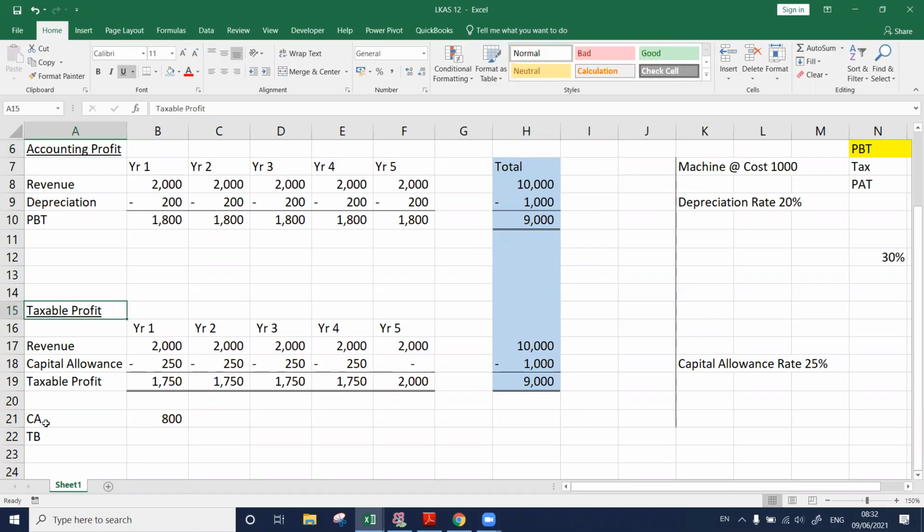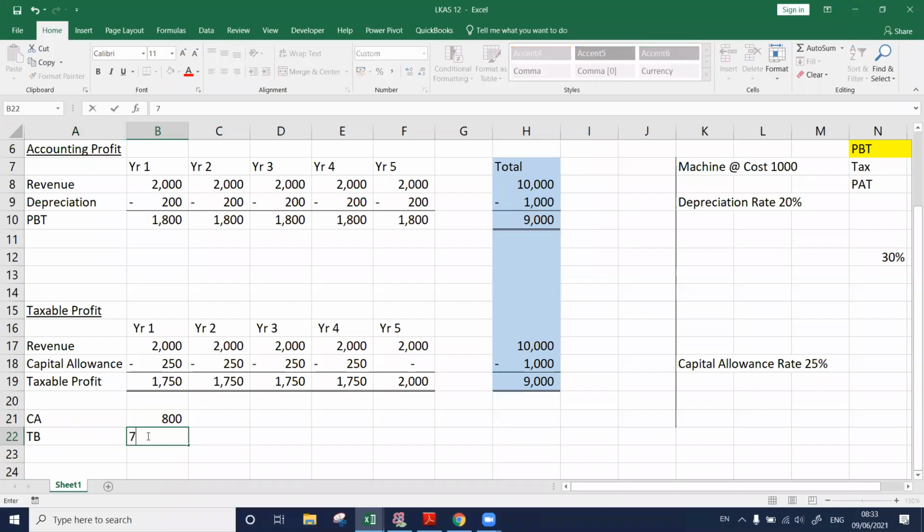What we called carrying amount in accounting perspective, we call the same in tax perspective as tax base. Right? So what is the tax base? We had a machine at the cost of 1,000. We have allowed the capital allowance of 250. Then the tax base is what? 750. Because of the difference of this, we are experiencing a difference in our accounting profit and taxable profit.